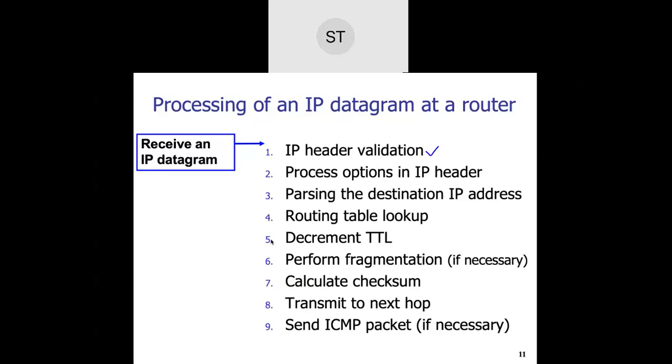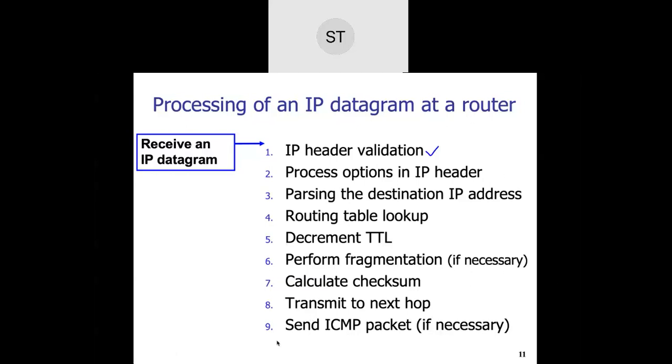Once the fragmentation is carried out, header fields get changed. Which header fields? MF, which is more fragments. DF will not change because it remains the same. Offset will get added if at all required, and total length. So all these fields are changing. For that, it is very much necessary to recalculate the checksum. So it will calculate the checksum and then transmit the packet to the next hop.